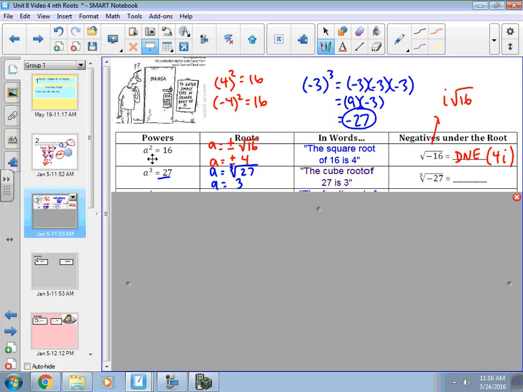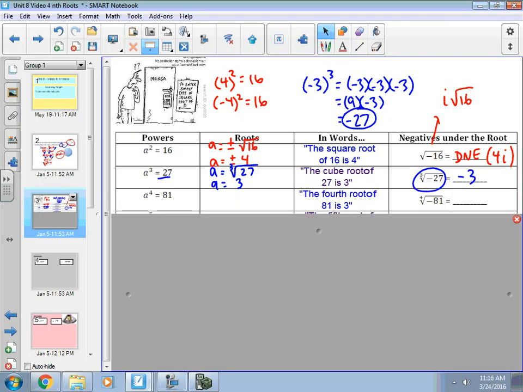However, can you do the cubed root of negative 27? You can do cubed roots of negatives. This answer would come out to be negative 3. So you can do cubed roots of negatives, but we can't do square roots of negatives. All right, let's look at some other powers here.